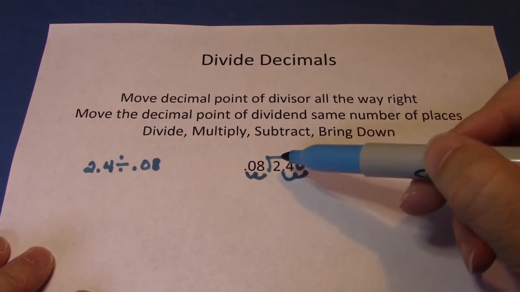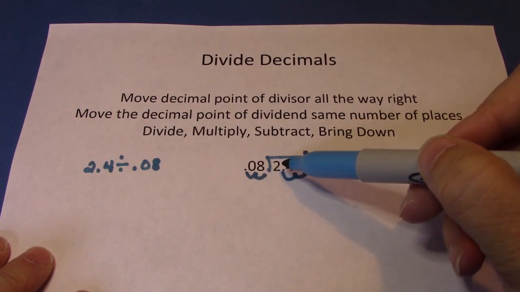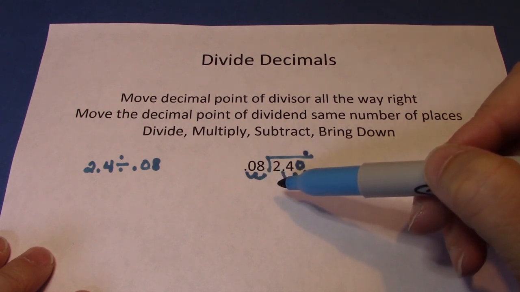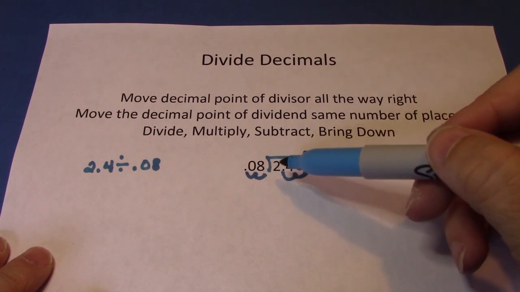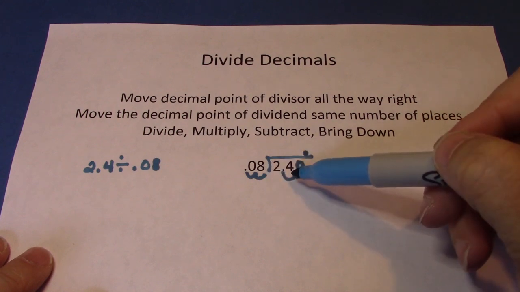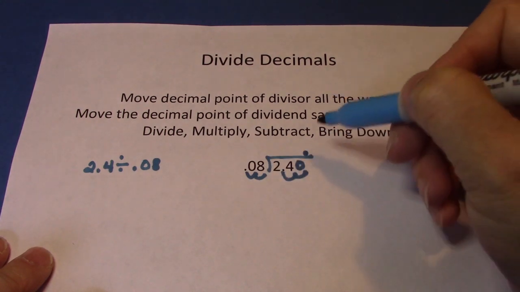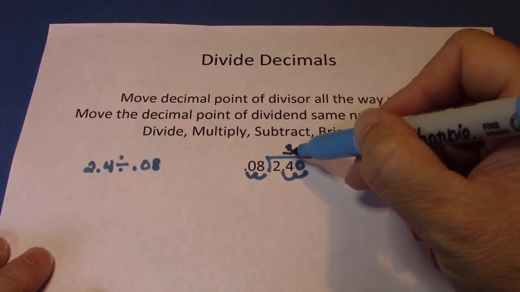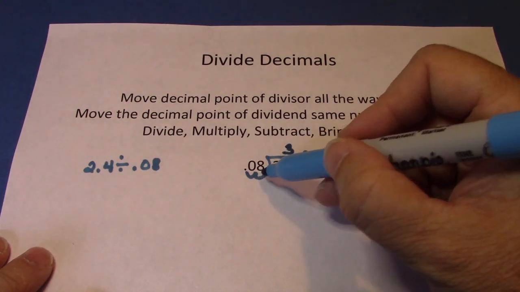We're just going to have 8 divided into certain things. Look at the first number. Can 8 go into 2? No, 8 is bigger than 2, so we don't write anything up there yet. But can 8 go into 24? Why, it sure can, and it goes in 3 times. And in fact, it goes in 3 times evenly. 3 times 8 is 24.